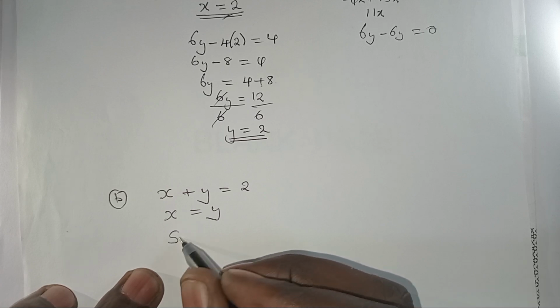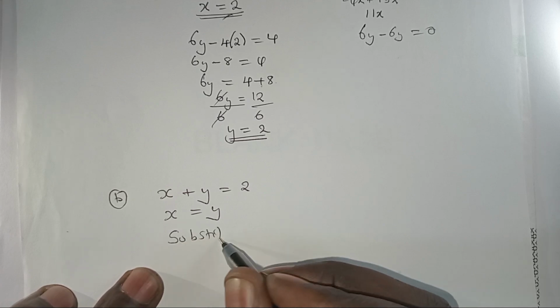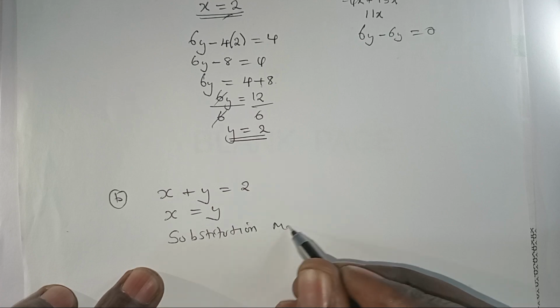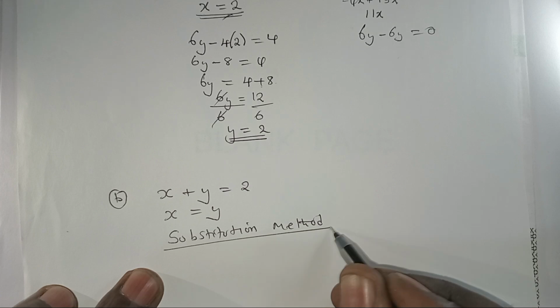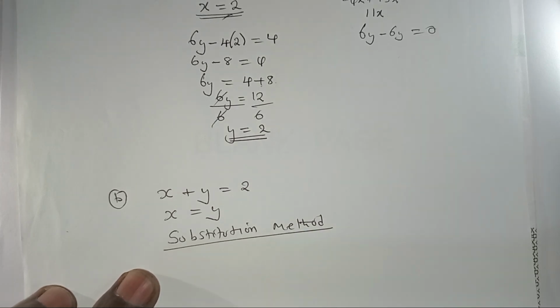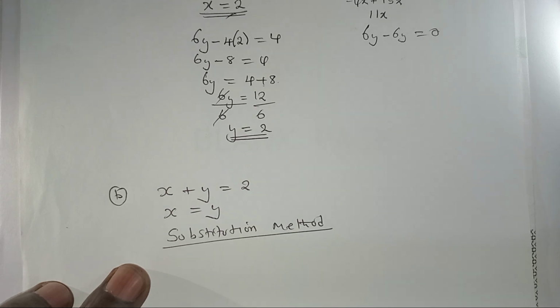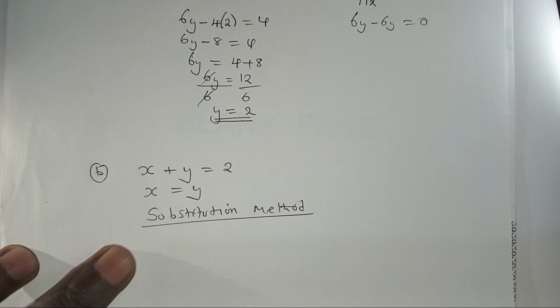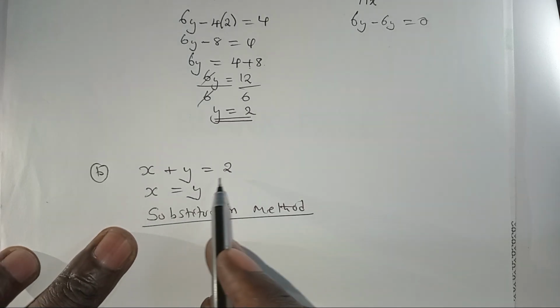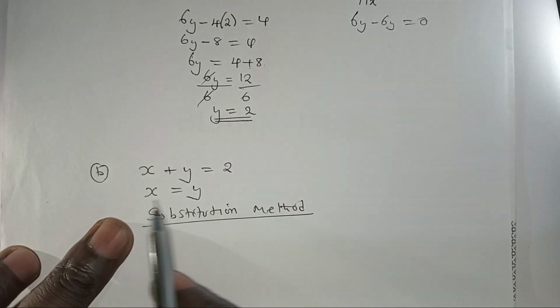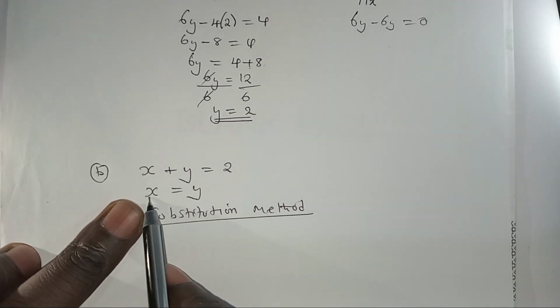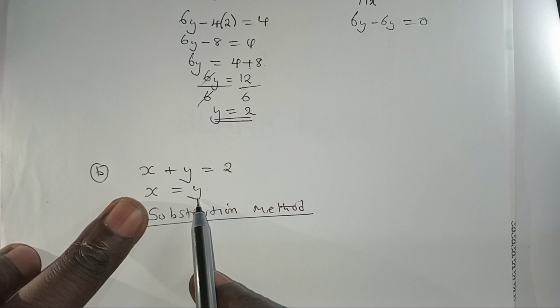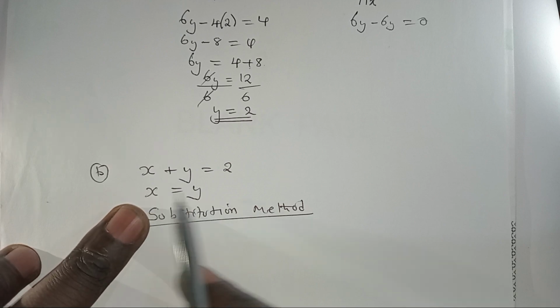I'm going to use the substitution method this time. To substitute simply means to take away and then replace. You remove and replace. So using this method, because we've been told x plus y equals 2, and x is equal to y, it means where there is x, we can replace it with y, or where there is y, we can as well replace it with x. So you can go either way.